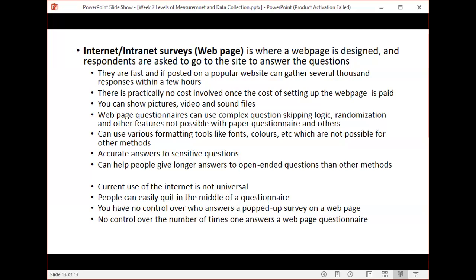All right. Any questions on the levels of measurement and the ways we gather information through the questionnaire? All right. I believe it's a straightforward thing that is here.